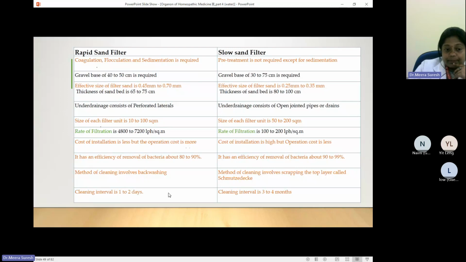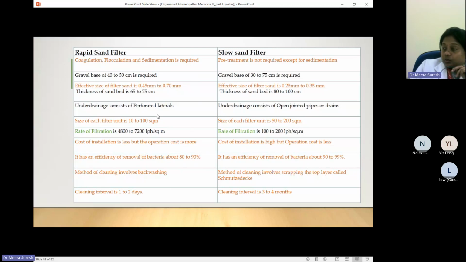The maintenance is less. It has an efficiency of removal of bacteria of 80 to 90 percentage. And in case of slow sand filter, it is about 90 to 99 percentage. So you understand the difference. Even when we say rapid sand filter was introduced first in USA and it is very expensive, we tend to believe, okay, then it will be more efficient. That's why I told you it is never more efficient. It is the slow sand filter which is more efficient, because 90 to 99 percentage of bacteria will be removed from the slow sand filter only.